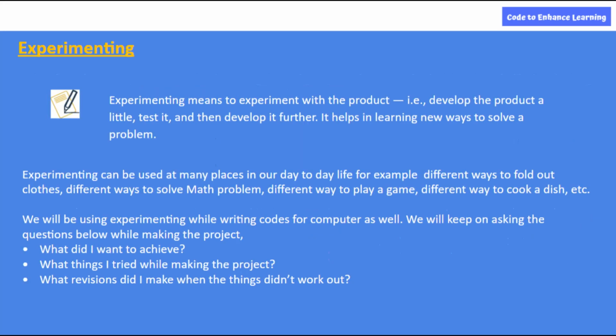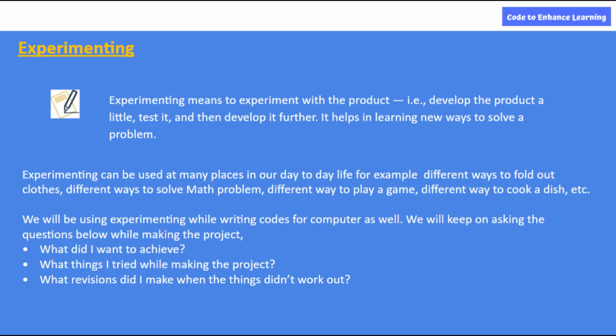So, today we are going to focus on experimenting. Experimenting means to experiment with the product. That is, develop the product a little, test it, and then develop it further. Experimenting is used in many places in our day-to-day life. For example, different ways to fold clothes, different ways to solve a math problem, different ways to play a game, different ways to cook a dish, etc. We will be experimenting while writing code for the computer as well.